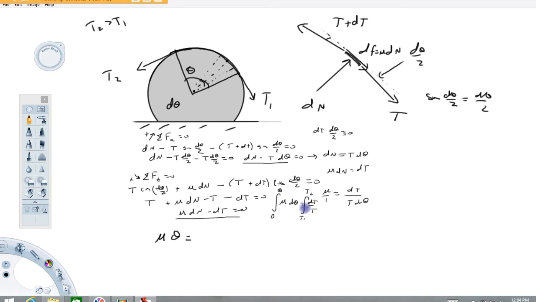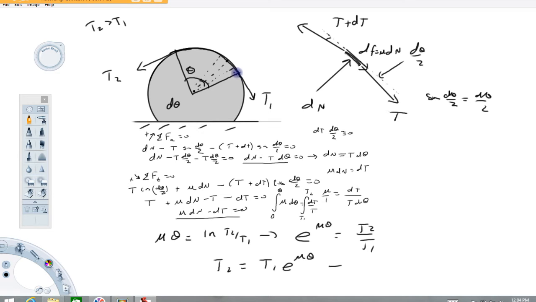This right hand side, integral dt over t, that's a natural log function. That's going to integrate to natural log of t2 over t1. This can be written as e to the mu times theta is equal to t2 over t1. So our tension T2 is going to equal our tension T1 e to the mu times theta. And this is pretty well demonstrated how to do this.